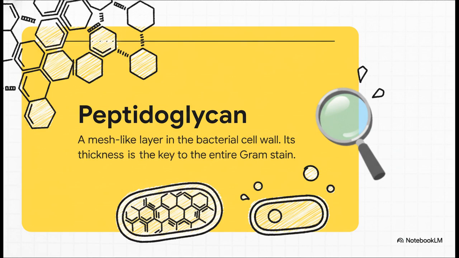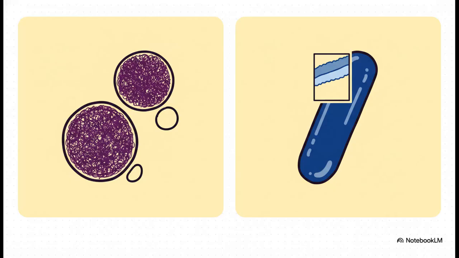The thickness is everything. And this is where our two suspects are totally different. The gram-positive cell wall, it's got this super thick layer of peptidoglycan. Seriously, it's like 90% of its wall. The best way to think of it is like a big, thick wool sweater that just soaks everything up. Now, the gram-negative cell, it has a really thin peptidoglycan layer. And, this is key, it's covered by an outer membrane. Think of that like a thin t-shirt protected by a waterproof raincoat.